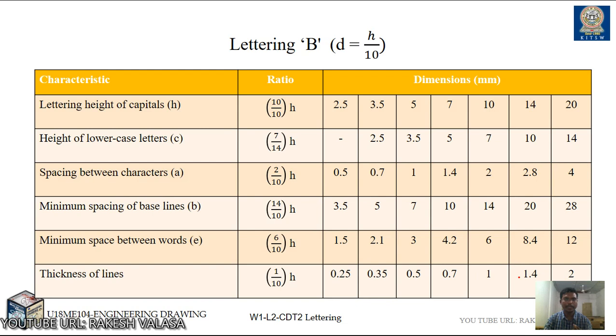Similarly, lettering B, that is d equal to h by 10 ratio. Here also, for lettering height of capital letters, the standard values are 2.5, 3.5, 5, 7, 10, 14, 20 as per Indian standards. Next we need to calculate height of lowercase letters for lettering B. The ratio is h by 14. Here I am taking h equal to 10. You can take any value from 2.5 to 20. I am taking h equal to 10.